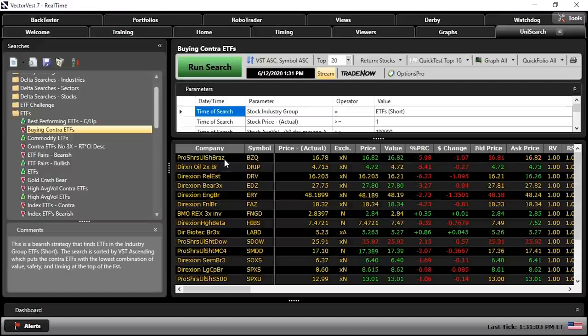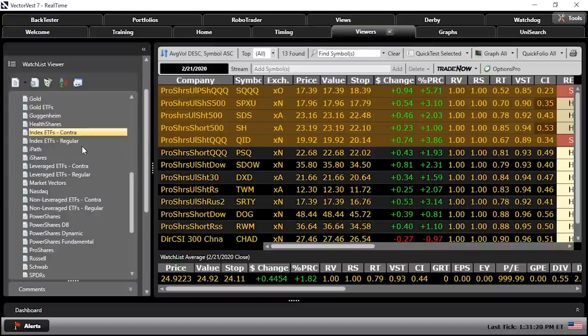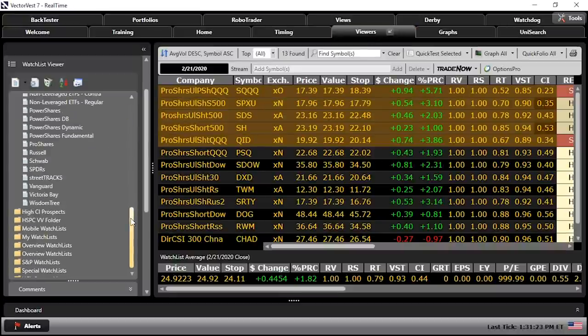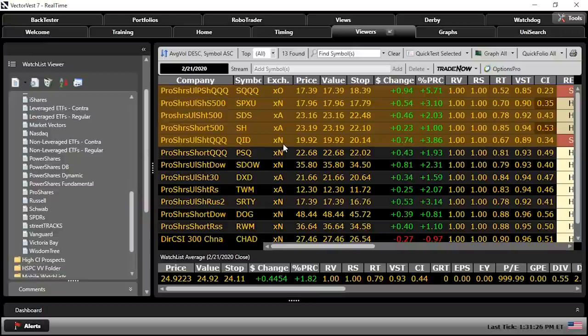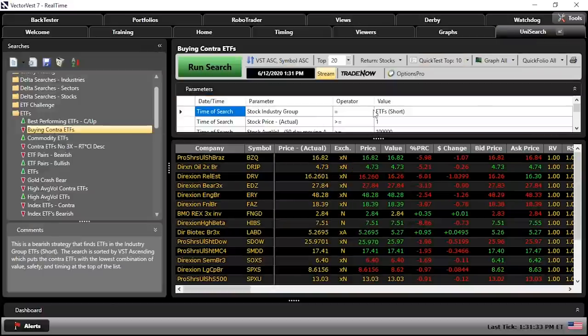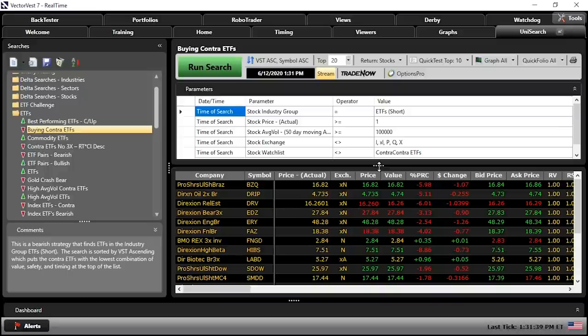Now, guess what? This is going to have both leveraged and non-leveraged in there, because this is sorted by what? Again, VST as well. If you really want to hone in on non-leveraged, do it by way of the watch list. If you really want to hone in on just non-leveraged contra ETFs, that's the way to go. But if you're looking for a combination of whatever the best contra ETFs are to buy in a current market situation right now, run the search. It's already making sure that the average volume is greater than 100,000 shares and that the price is greater than $1. It's already setting that up for you. Boom, there you go.